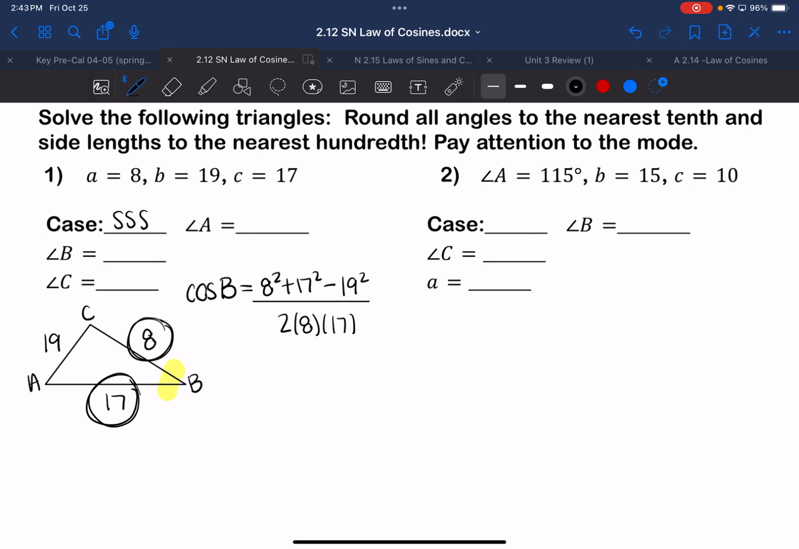Okay, so we're trying to find B. How did we say we get rid of cosine? Inverse. So in my calculator, I'd put cosine's inverse of 8 squared plus 17 squared minus 19 squared all over 2 times 8 times 17.